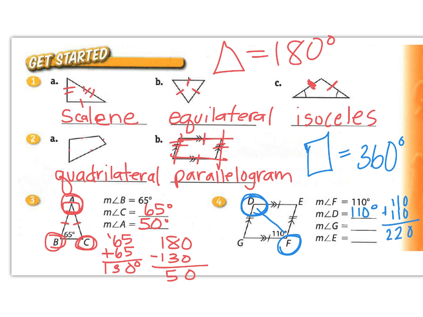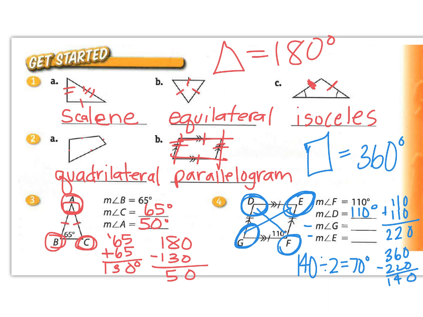So if we do 360 minus 220, we have 140 degrees left over. Remember, we have two angles that we have to figure out. Opposite angles are going to be equal. So we can take 140 degrees, divide it by 2, and get equal angles of 70 degrees. So each of these is 70 degrees.